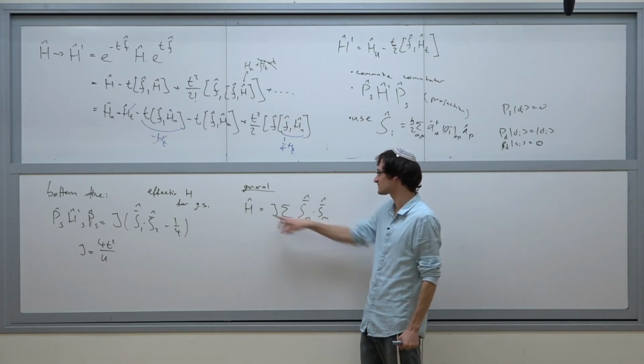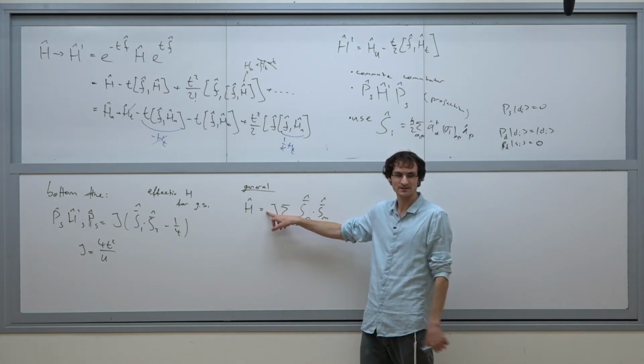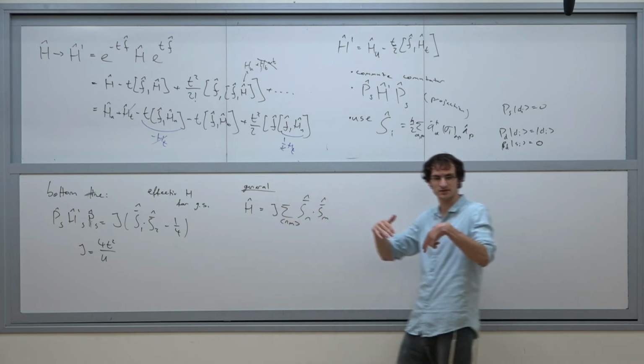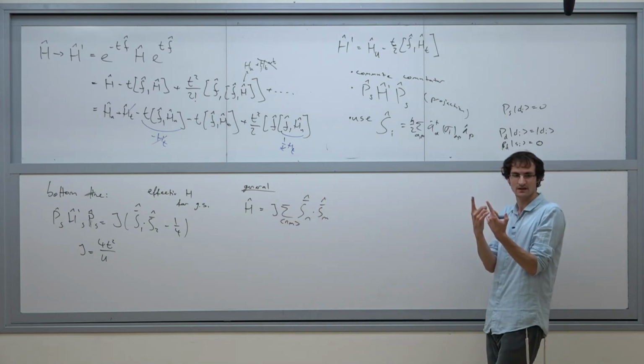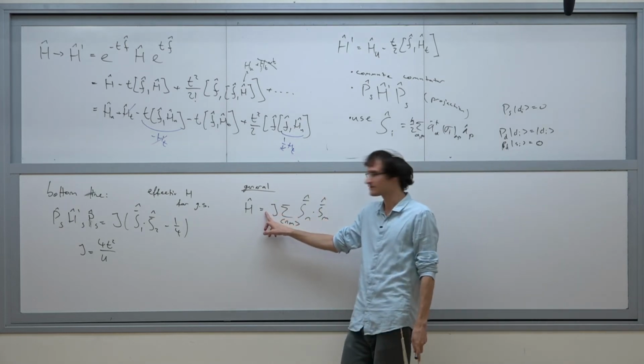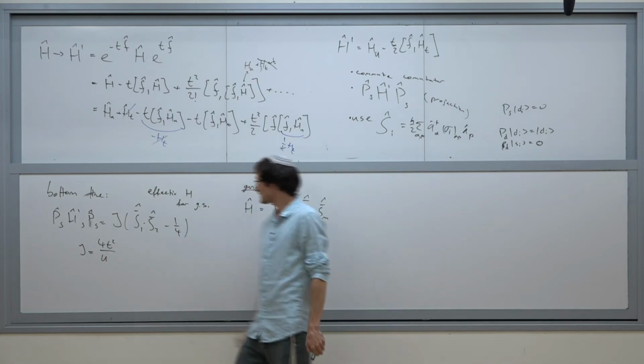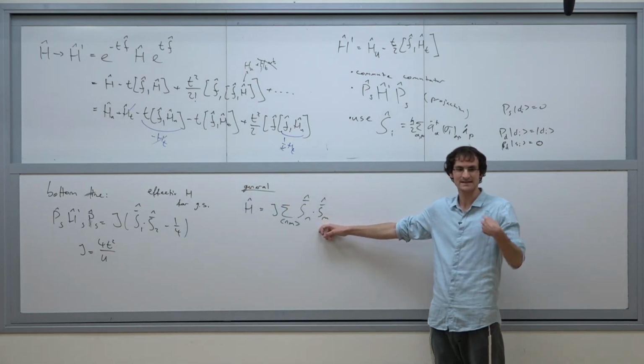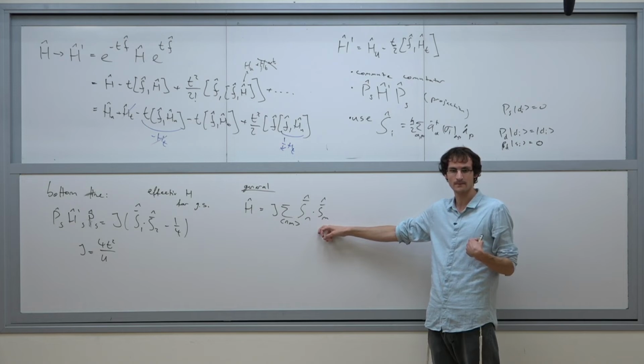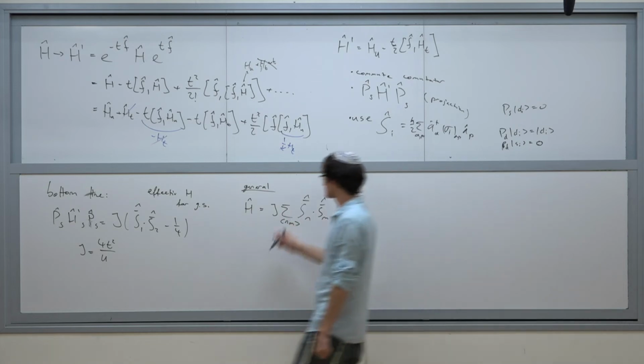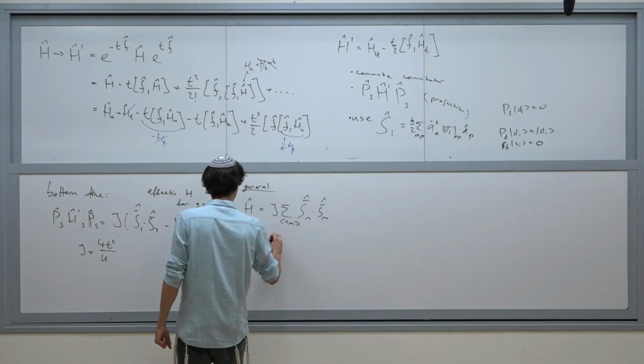You might be used to seeing this with a minus here, in which case you know that's the Ising model, and you know there's a phase transition into a ferromagnetic phase in the ground state. But if there's no minus here, and J is a positive number, then this thing has anti-ferromagnetic ordering in the ground state. So this thing is anti-ferromagnetic.